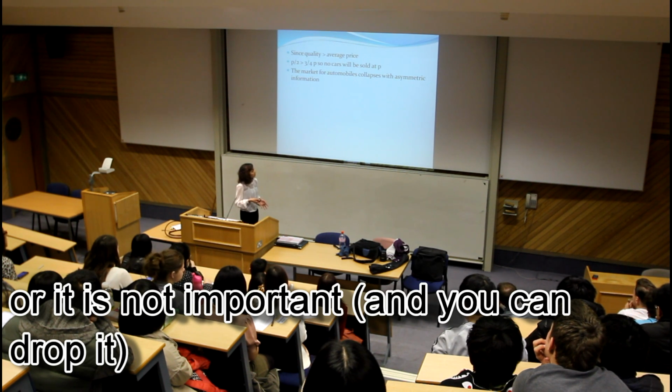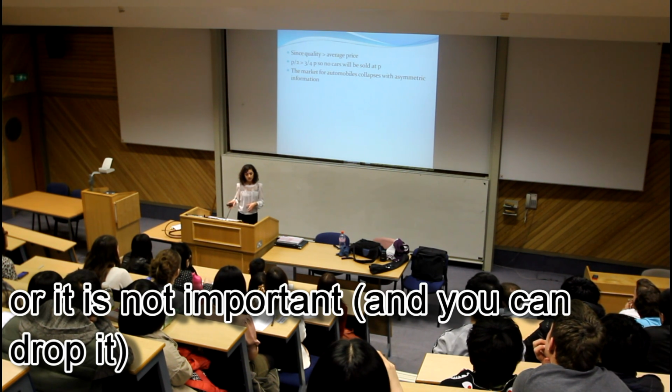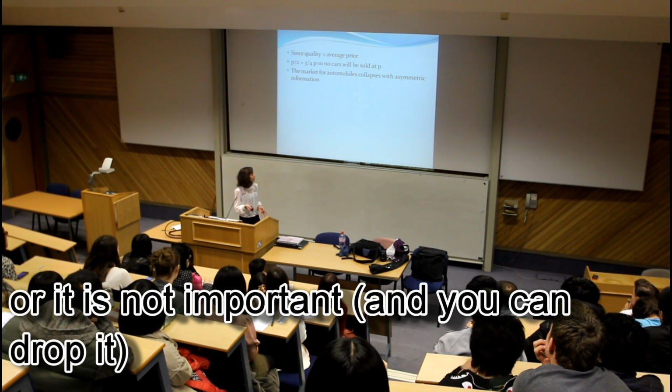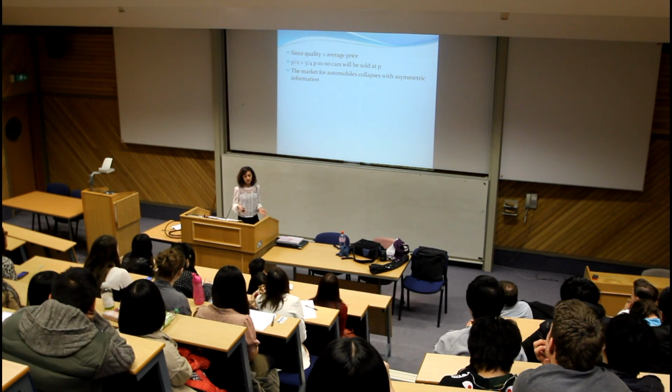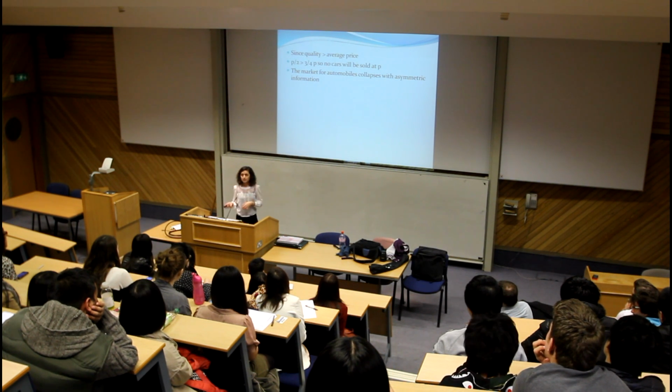Since the quality of the car will be greater than the average price, no cars will be sold at P, because the owners of good cars will not want to sell their cars at a lower price than they're worth. So the market for automobiles collapses.